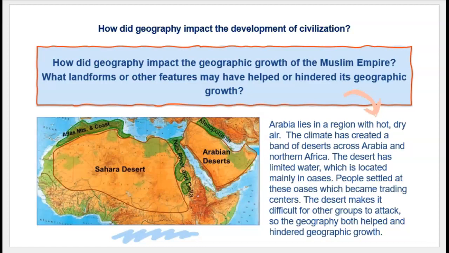Arabia lies in a region with hot, dry air. The climate has created a band of deserts across Arabia and northern Africa. The desert has limited water, which is located mainly in oases. People settled at these oases, which became trading centers. The desert makes it difficult for other groups to attack, so the geography both helped and hindered geographic growth.